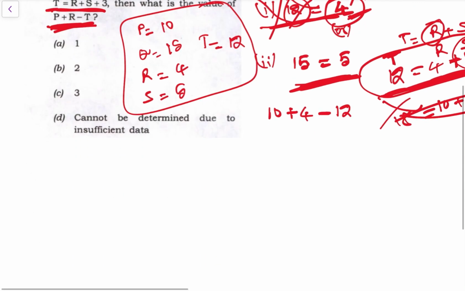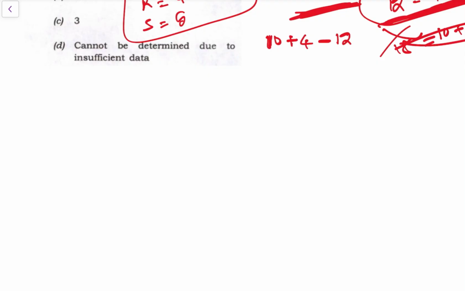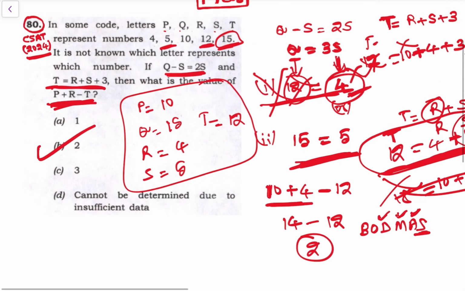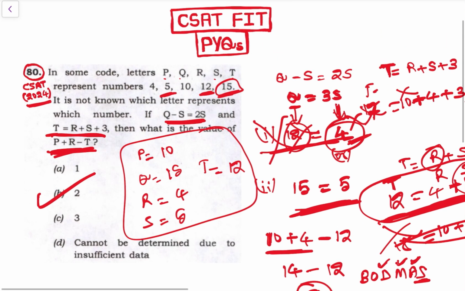Now we need to solve this expression, and here we will use BODMAS. We cannot just calculate it like 10 plus 4 is 14 minus 12 is 2; we have to use BODMAS. First, there is no division, then no multiplication, then addition. First we add: 10 plus 4 is 14, minus 12 is 2. So 2 is there in option B, which is the answer. Again, a very good question. So option B is the answer.